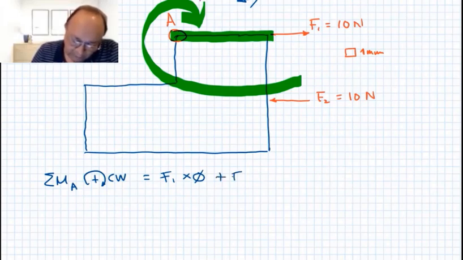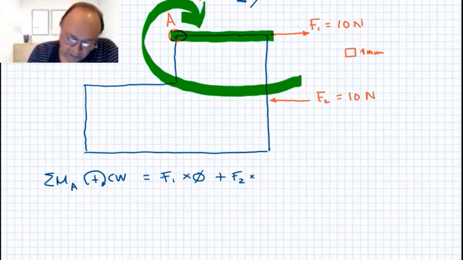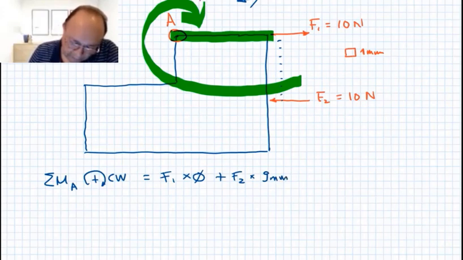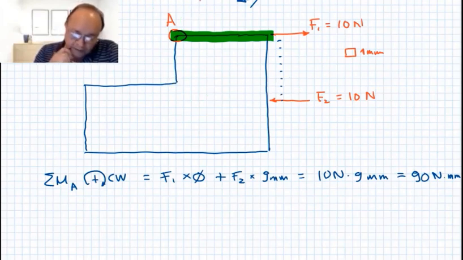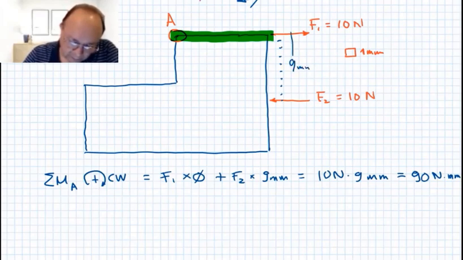That will be F2 times the distance. If every little square is 1 millimeter, we have 9 millimeters. So it will be equal to 10 newtons times 9 millimeters, equals 90 newton millimeters. All right. So this distance is 9 millimeters.